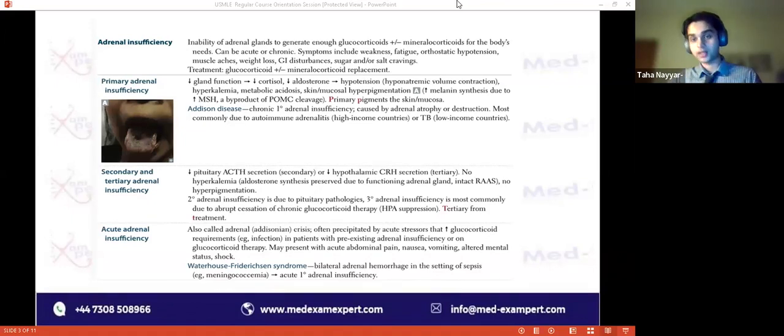and that's why we get striae. So in Cushing's, we get thin skin, easy bruises, and things like that. So cortisol also inactivates or has this negative effect on fibroblasts.